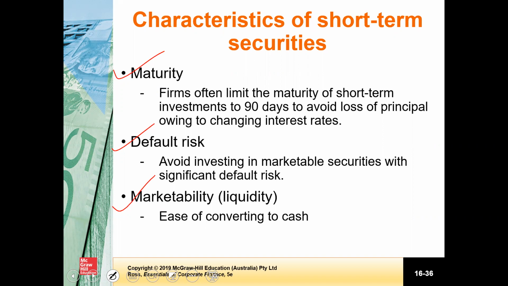The last point, marketability. Marketability refers to how easy it is to convert an asset to cash. Marketability and liquidity mean much the same thing. Some money market instruments are much more marketable than others. At the top of the list are government bonds, which can be bought and sold very cheaply and very quickly.